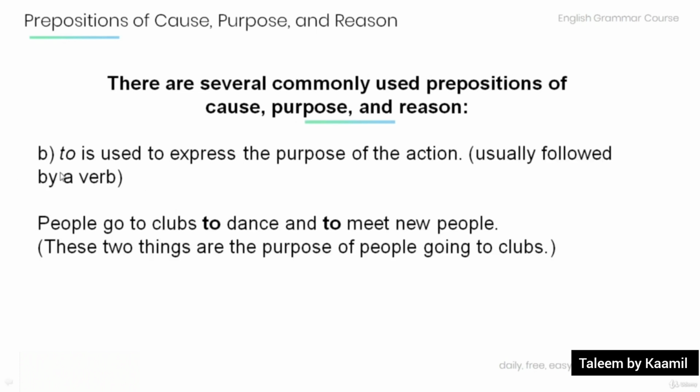B. To. "To" is used to express the purpose of the action. Now it's usually followed by a verb. Have a look at the example over here. People go to clubs to dance and to meet new people. Now these two things are the purpose of people going to clubs: dancing and meeting new people.